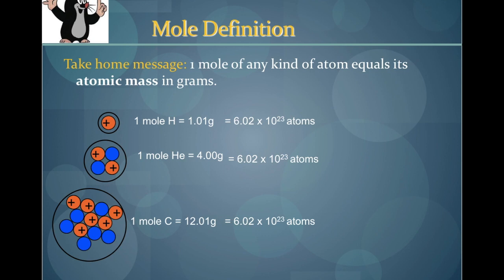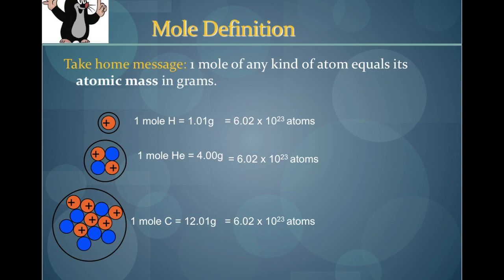So if we have 1 mole of hydrogen, we have 6.02 times 10 to the 23rd atoms. That's 1 gram. We have the same exact number of atoms if we have 1 mole of helium, but it has 4 times the mass because the nucleus has 4 times as much mass in it. And if we have carbon, again, it's the same number of atoms, but it has 12 times the mass because there are 12 particles. So the reason we have this definition of the mole is that it's very useful. It's directly related to the number of subatomic particles in the nucleus.